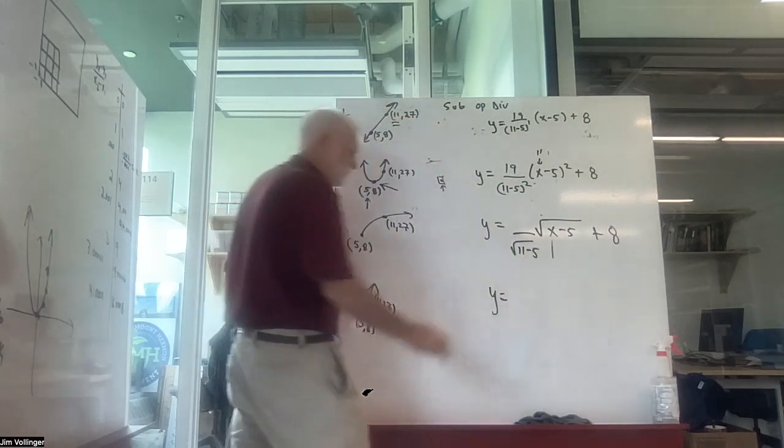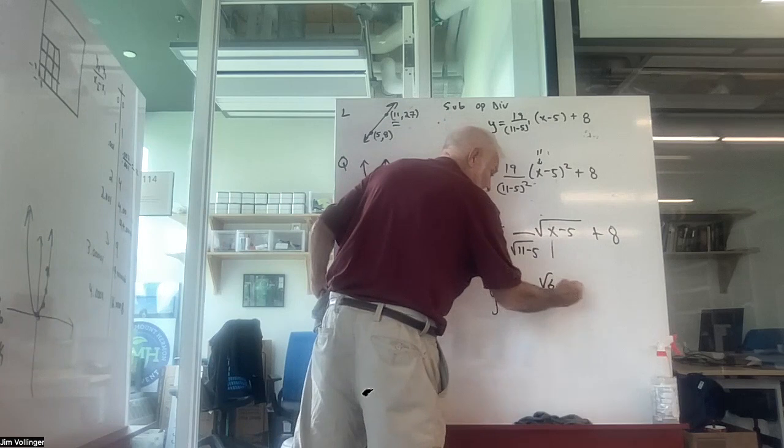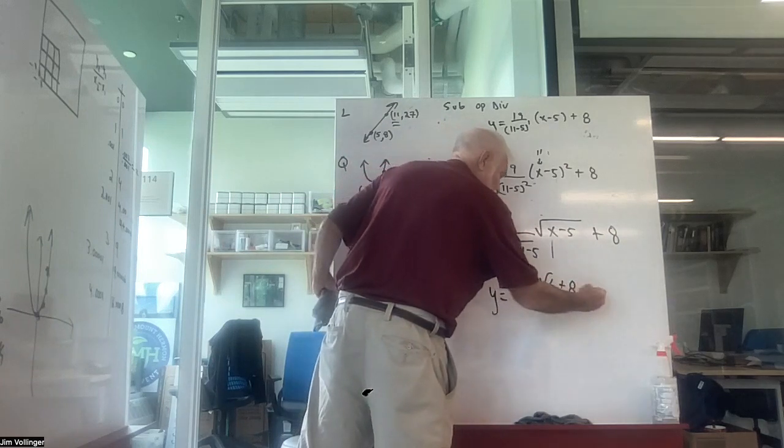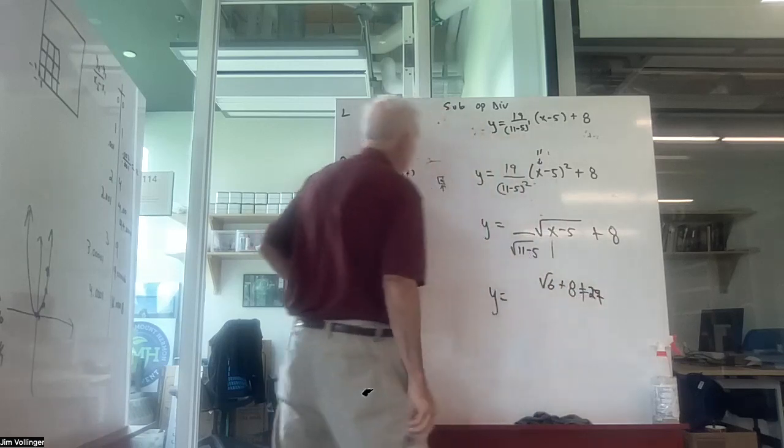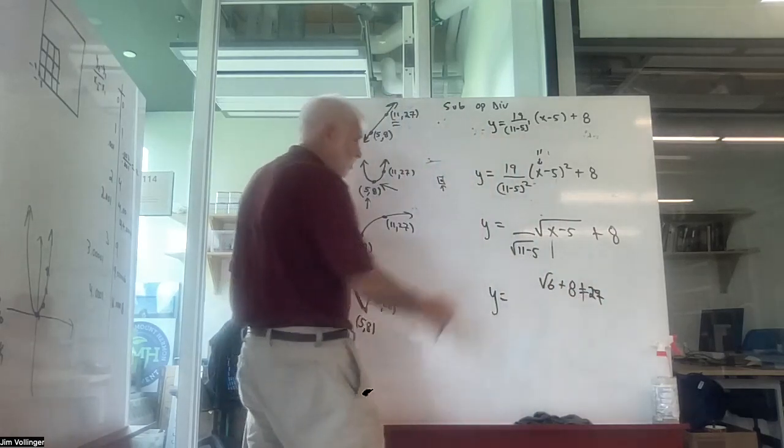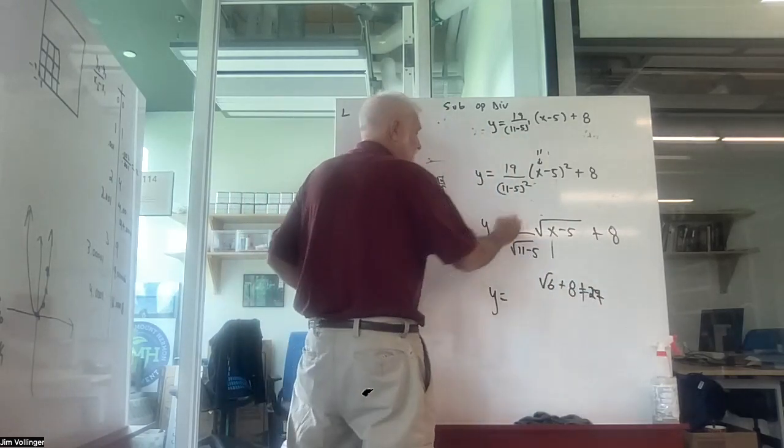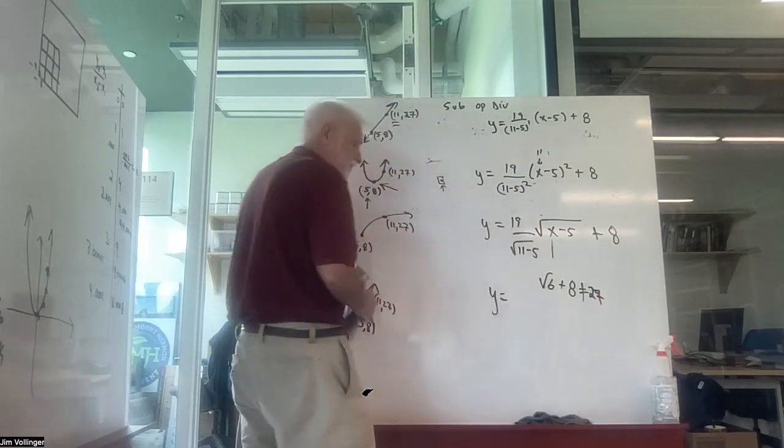That's the square root of 6 plus 8. Correct me if I'm wrong. Square root of 6 plus 8, I don't think equals 27. I wanted 27. No, it doesn't work. So I get rid of it through division and I bring in what does work.